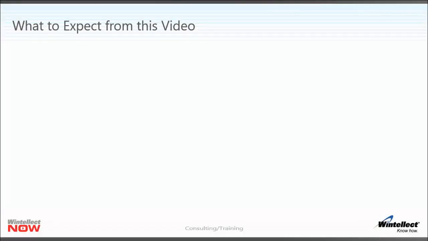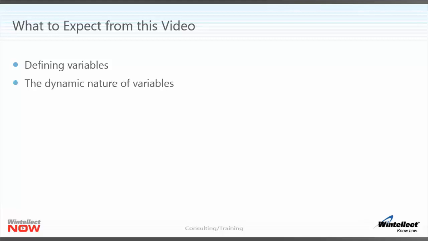Before we get started, let's see what you can expect to learn in this video. We'll begin by learning how to define variables, the simplest possible operation in JavaScript. Next, we'll learn about the dynamic nature of variables, which is very different from statically typed languages such as C# and Java. We'll spend some time discussing JavaScript's type system. We'll put these ideas into practice by working with simple types.